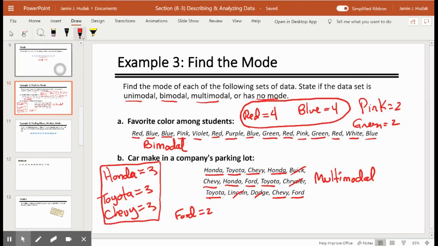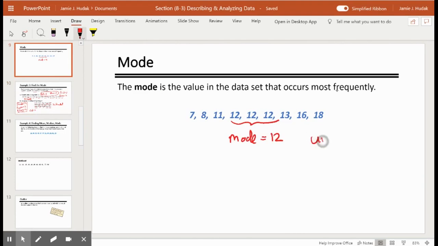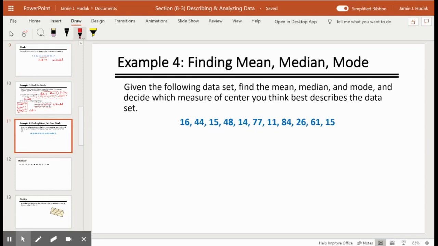And if we go back to our previous example, this was unimodal. And if all of the data shows up an equal number of times, then it has no mode, or it's non-modal. Example 4, find the mean, median, and mode of the following data set.